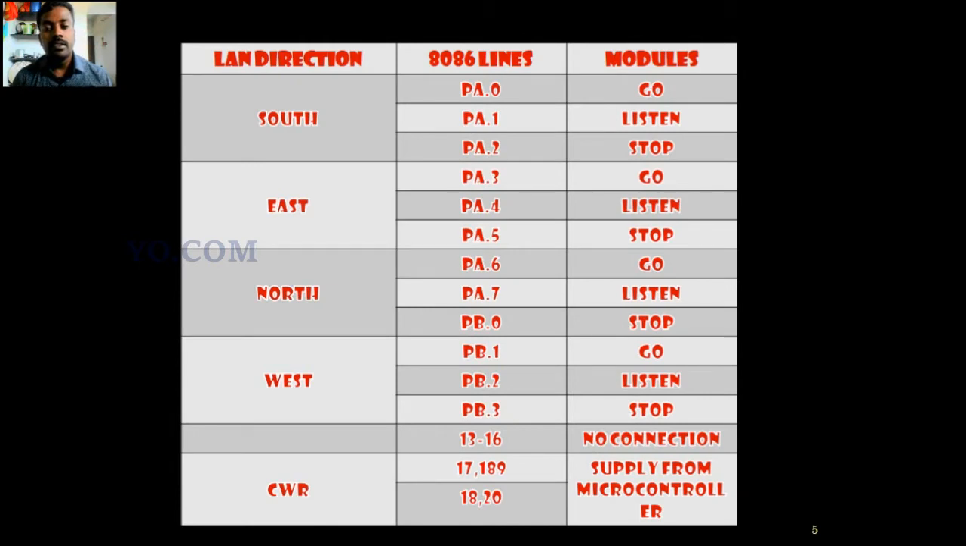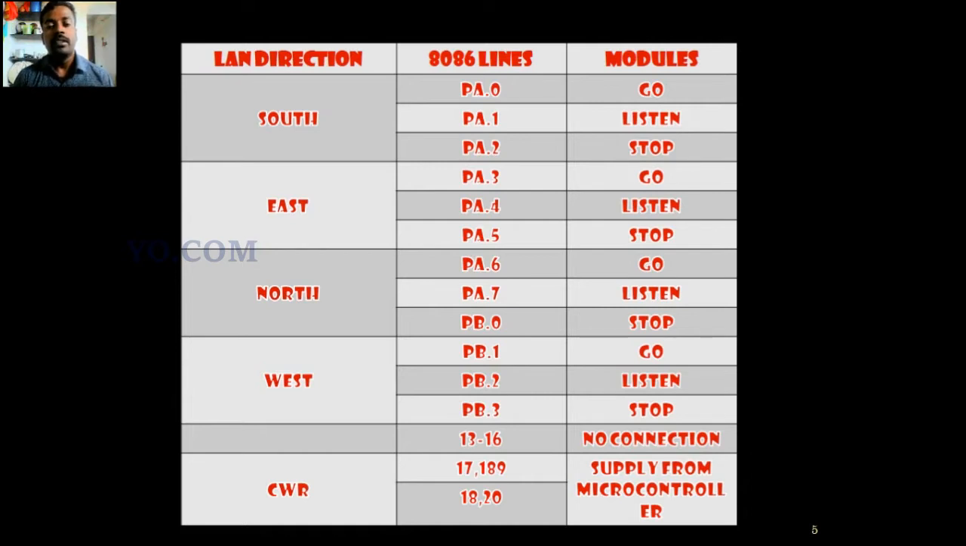So the signals are here. Actually, there are four directions: east, west, north, south. In each direction we need three I/O lines, because we connect three LEDs, three different colored LEDs. And these are connected by using three different I/O lines.